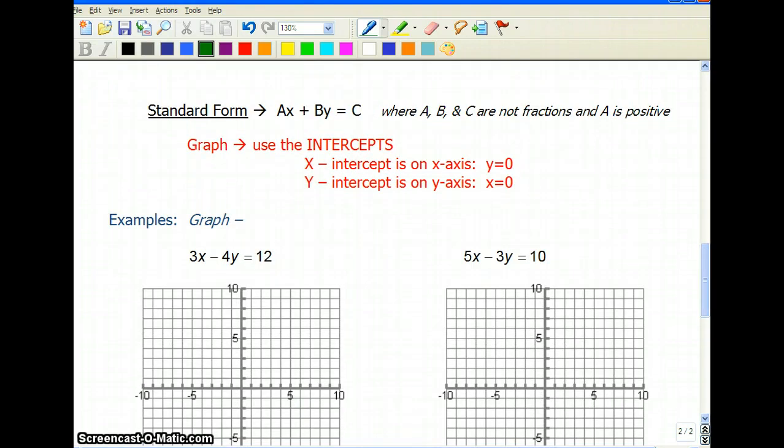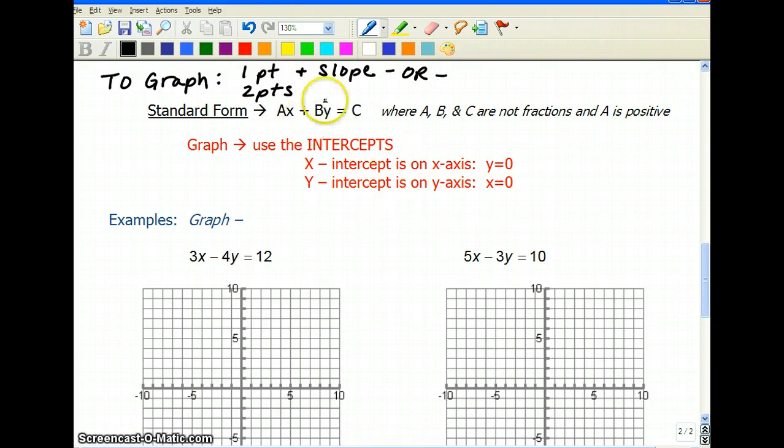Using the intercepts to graph. What we need to graph is either 1 point and slope or 2 points. One or the other. Okay? Well, in these problems, I'm going to tell you we're going to get 2 points. Okay? We're going to use these intercepts. To get the x-intercept, that means where it crosses the x-axis. This one is where it crosses the y-axis.